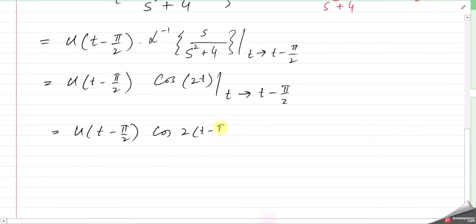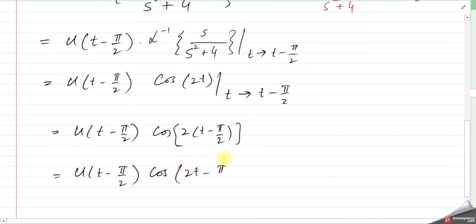Again, we must remember that this minus pi by 2 will go inside 2. It will multiply like that. So that gives, well, in this case, no need to expand because we are not going to do any more operations with it. So you can, if you want, leave it here. No need to expand the formula for cos because we don't need to do any more operations here.